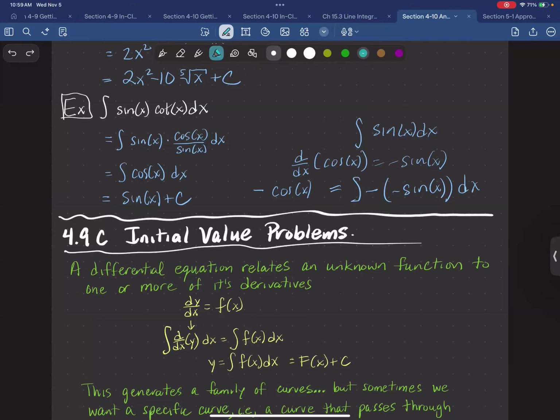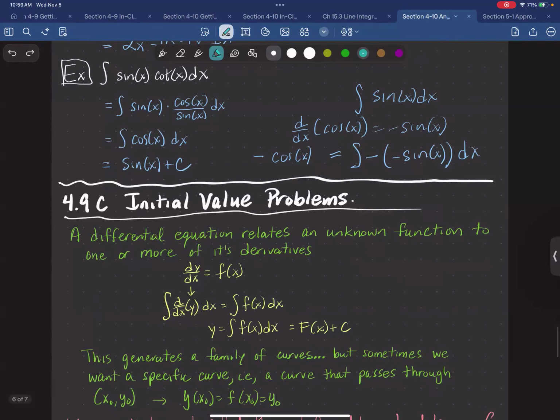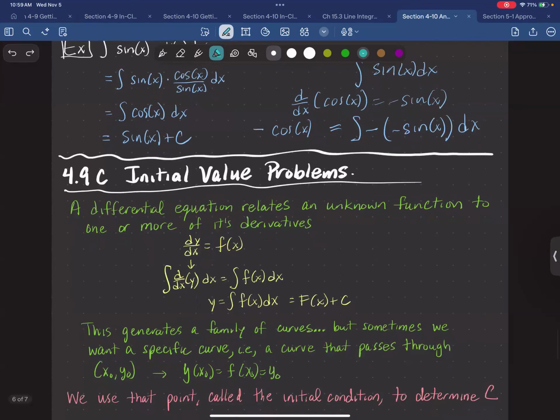So this generates a family of curves, but sometimes we want a specific curve, like a curve that passes through a specific point, x naught, y naught. We're going to have y of x naught is the same thing as f of x naught, which equals y naught. This is a bunch of different types of notation you'll see for the same thing. Just wanted to call your attention to it. And then we'll use that point, called the initial condition, to find out what C is.